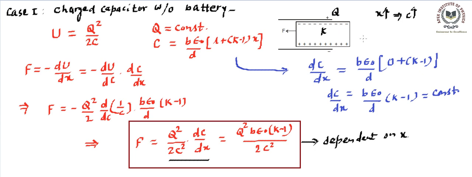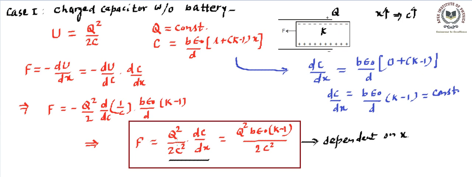Fine, so with this we are able to find out what the force acting on the dielectric slab is in the two different cases, when this is connected with the battery and when this is not connected with the battery. So in the first case, we considered the case in which it is not connected with the battery. In the second case, we considered when it was connected with the battery. And finally, we got our expression very similar, Q square by 2C square dc by dx. So you can remember this. This is the formula that is valid for both the cases.